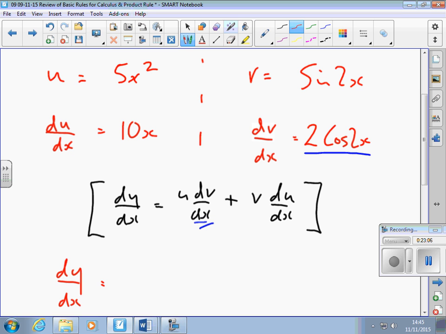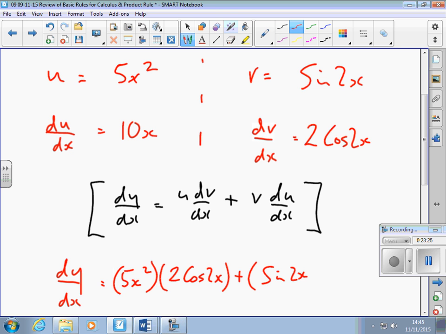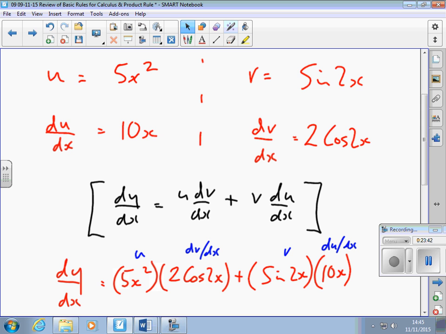So dy by dx equals u, 5x squared, times dv by dx, which is 2 cos 2x, plus v, which is sine 2x, times du by dx, which is 10x. And it can't do any harm to write down what these are above. Certainly in these notes, so you can actually see when you look back what you've done here.